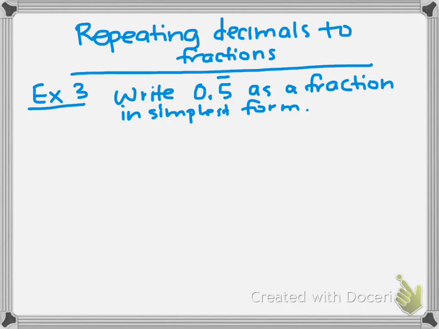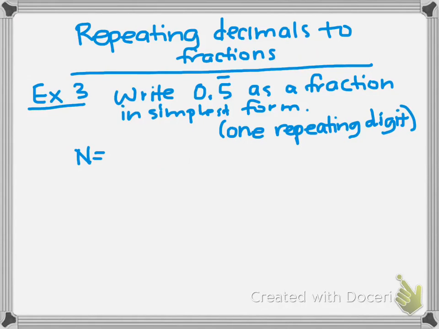Okay, when changing repeating decimals to fractions, write 0.5 repeating as a fraction in simplest form. So this is 0.555. There's one repeating digit, and that's the 5. 55555, so that's the repeating digit, and it's only one digit that's repeating. So you're going to write this as n equals, we're trying to find the fraction, 0.555, and it keeps going.